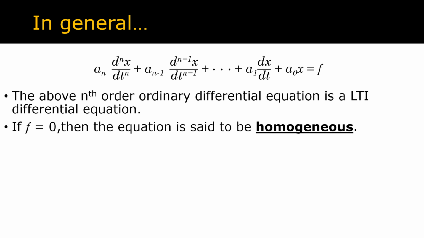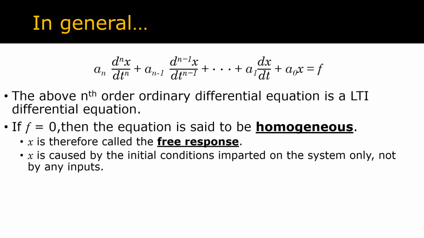Now let's take a look at the right side. If f is equal to 0, then this equation is said to be homogeneous. The output, x, is therefore called the free response, and the output is caused by the initial conditions imparted on the system only and not by any inputs.